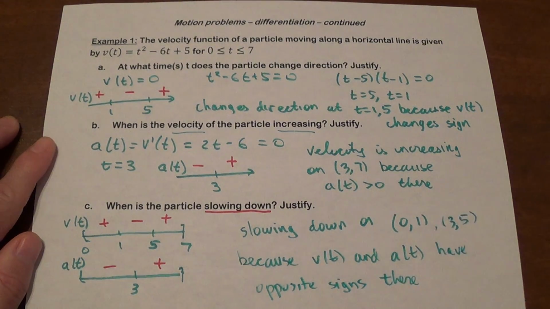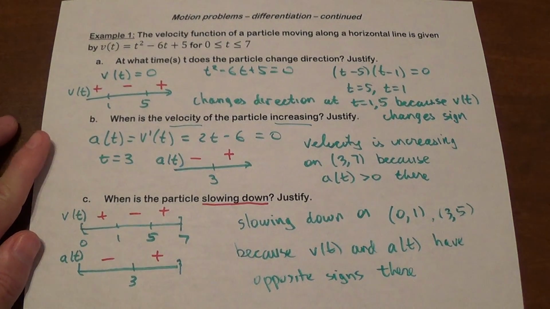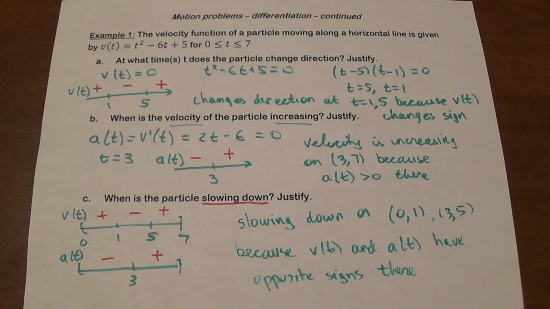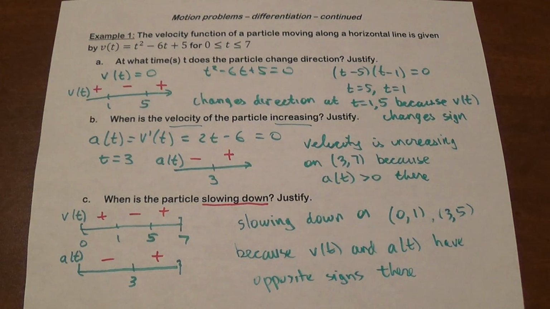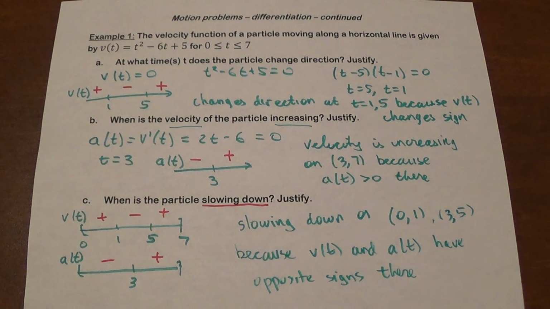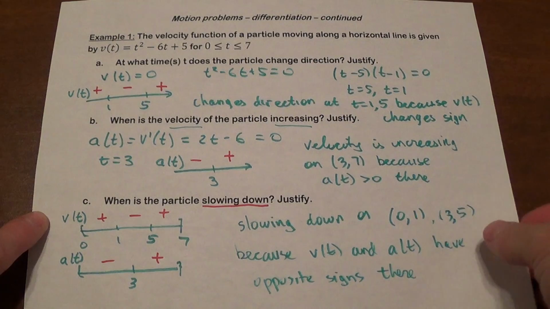Okay, so that's the big difference, because speeding up is not the same as velocity increasing. This is where you compare the signs of velocity and acceleration, and if they're the same, both positive or both negative, the particle is going to be speeding up. But when they have opposite signs, it's going to be slowing down. All right.